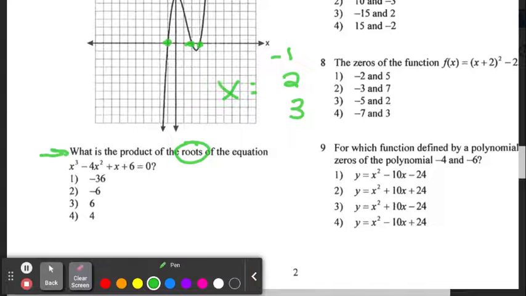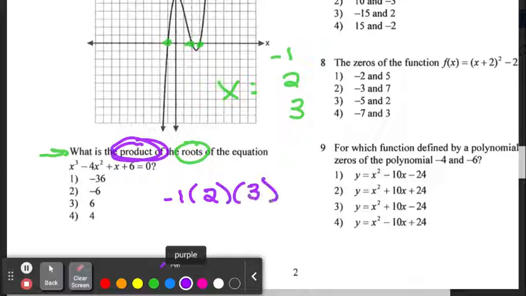It says what is the product? That means multiplication. So what we have to do is multiply these 3 numbers together, and you get -6. That's taking something that you can easily understand and then twisting it around and making it a really tricky question.